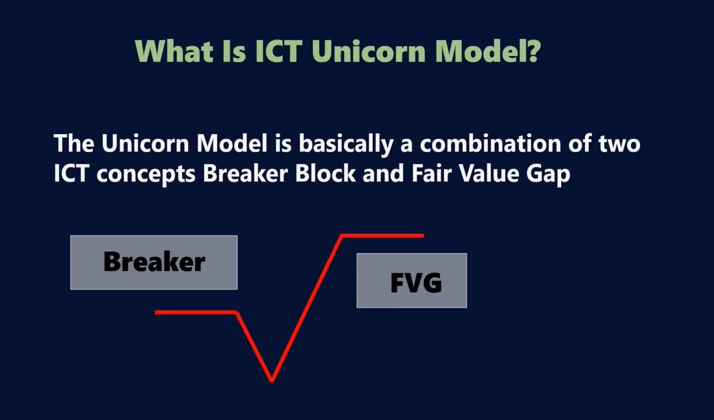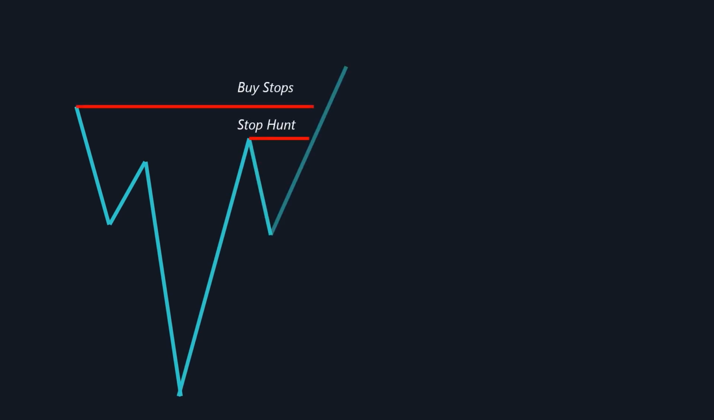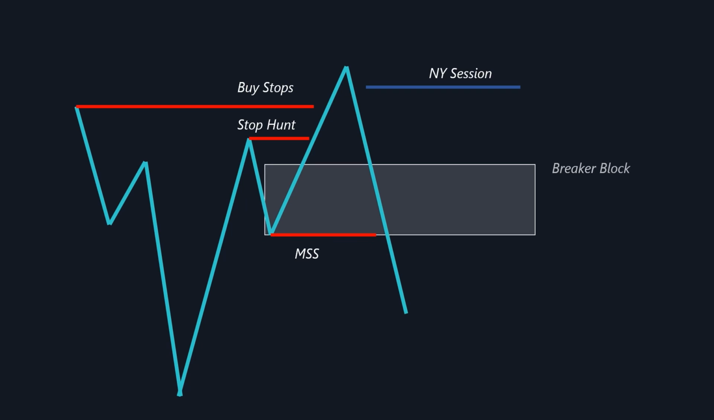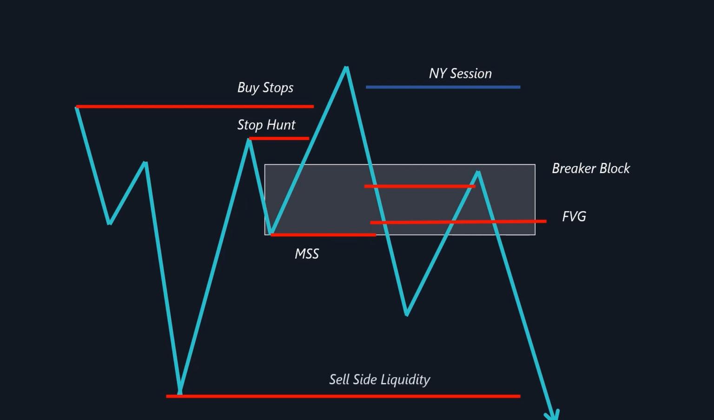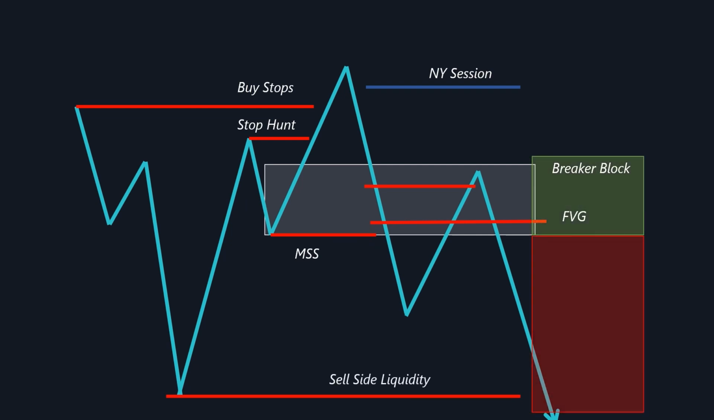FVGs are imbalances in the market that occur when price jumps up or down extremely fast. Breaker blocks are structure changes that occur when an order block fails. To properly understand and execute this strategy, you must understand these concepts. In the unicorn strategy, traders seek points where the probability of price reversal or trend continuation is high. This strategy is primarily based on recognizing and analyzing price action patterns and market structure.